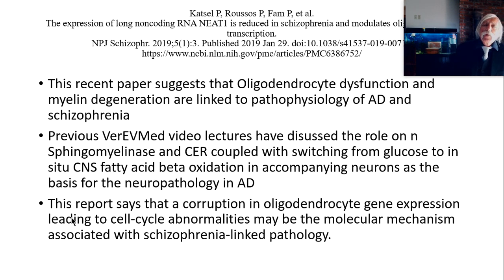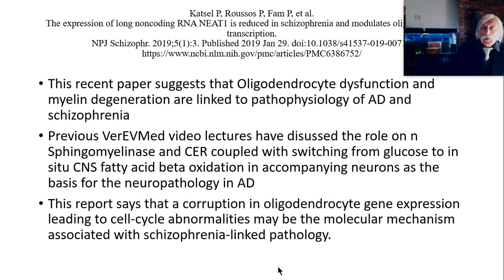Okay? Previous VerEvMed video lectures have discussed the role of neutral sphingomyelinase. That's an enzyme that's going to generate ceramide by removing the phosphatidylcholine. That enzyme and ceramide, which is going to be the product of that from sphingomyelin being the substrate, coupled with the switching from glucose to in situ CNS fatty acid beta oxidation, so only the beta oxidation that's in the brain, in accompanying neurons, as the basis for the neuropathology of Alzheimer's disease. There was a previous lecture I gave on that, so keep that in mind.